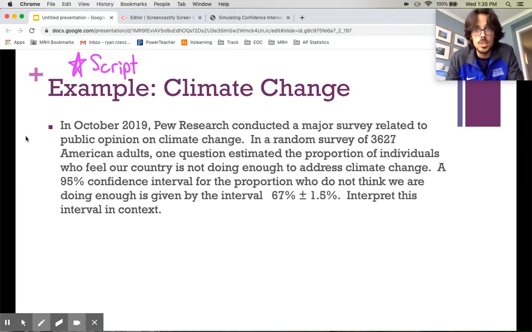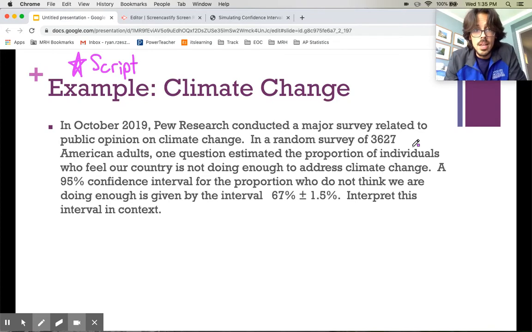So to quickly summarize what this problem is about, this is a relatively recent survey from October 2019 by Pew Research, which is a really famous, really important research company that does a lot of polling, so surveys and that sort of thing. They looked at, in America, what people thought about how we are handling the issue of climate change, and basically whether our country was already doing enough to combat climate change. So they talked to 3627 American adults, presumably randomly selected, and they asked if they felt we were doing enough as a country to combat climate change.